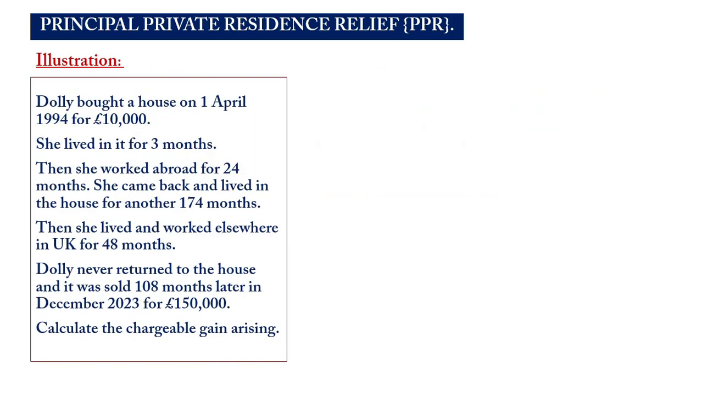So let's look at this example. Dolly bought a house on 1st April 1994 for £10,000. She lived in it for 3 months. So what we do is that the first 3 months, we have occupied, then absent. So the 3 months will qualify as occupied because she was actually living in the house.